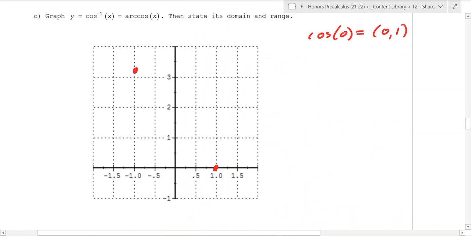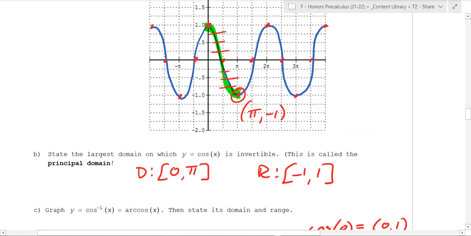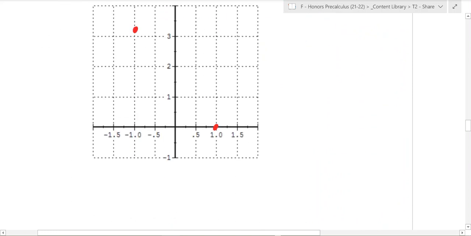It's right about here. So what about in between? What about right here at pi over 2? We know at pi over 2, the cosine function is 0. So 0, pi over 2, it's right about here, a little bit higher than that. So what does this end up looking like? If you plot a few more points, you end up with this curve right here. So this right here is cosine inverse of x, the inverse cosine function.